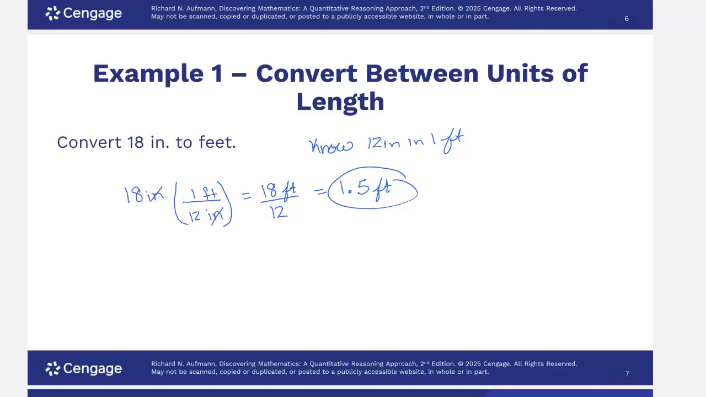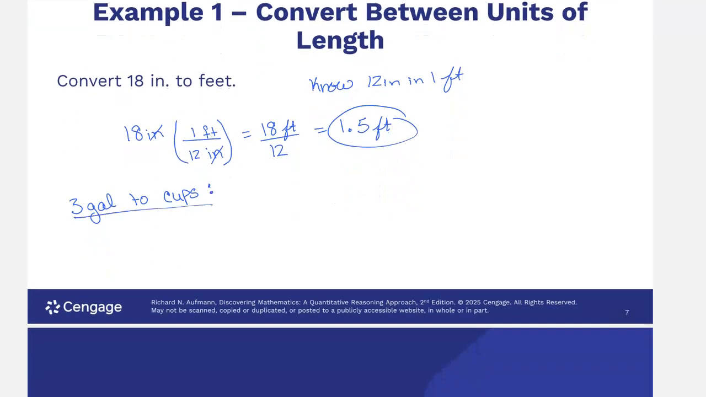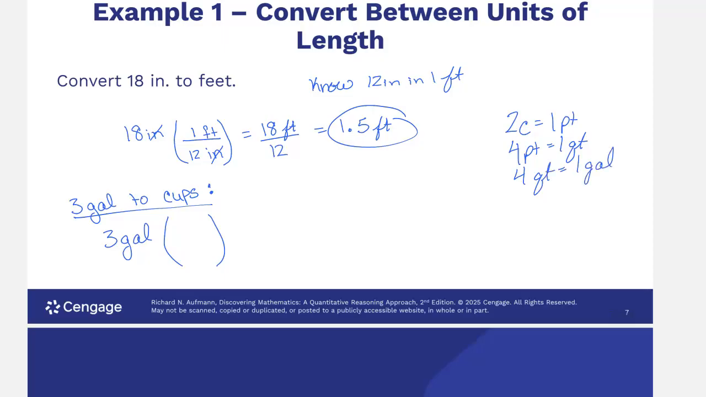So let's do a few more. Let's say we want to look at capacity. Maybe we have 3 gallons of liquid, and we want to convert to cups. So we can set up our conversion factors. We're looking at 3 gallons. So we know a few things, right? Going back to our ideas of capacity, we know 2 cups equals 1 pint. We know 2 pints equals 1 quart. And we know 4 quarts equals 1 gallon.